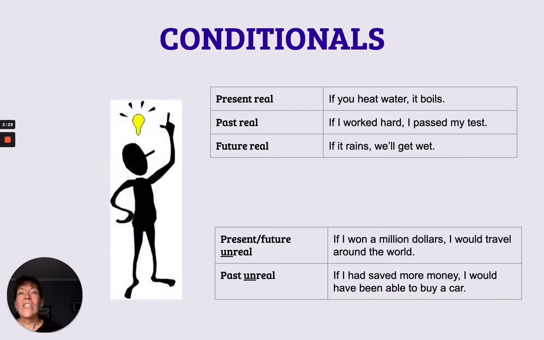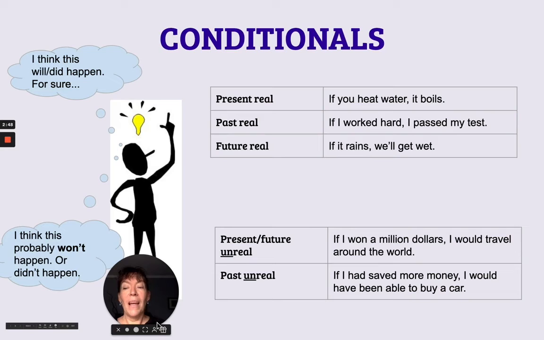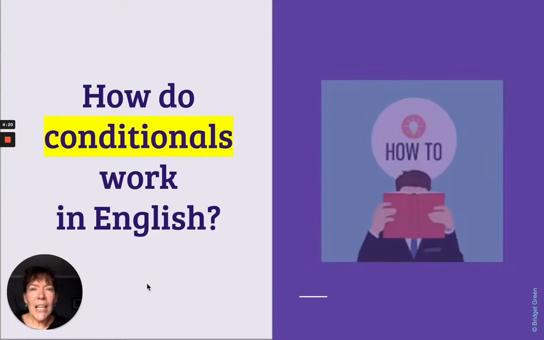Now, it's all about what the person is thinking. If we are talking about the real ones, then the person is thinking, I think this will happen, or this did happen for sure. And if we're talking about the unreal, then it's probably, I think this probably won't happen, or didn't happen in the past. How do conditionals work in English?